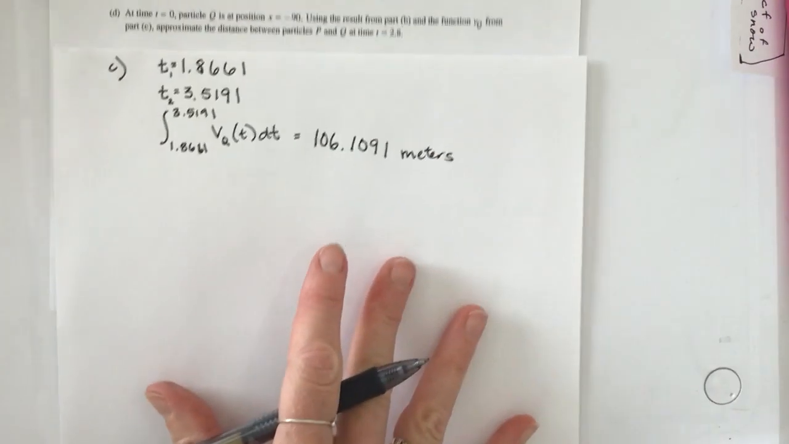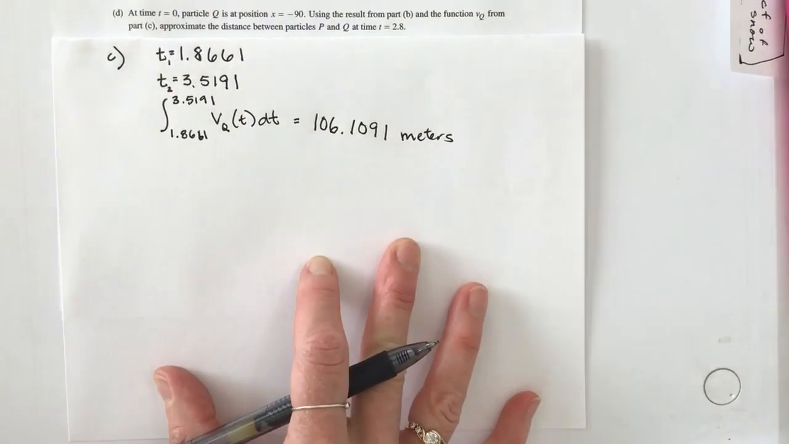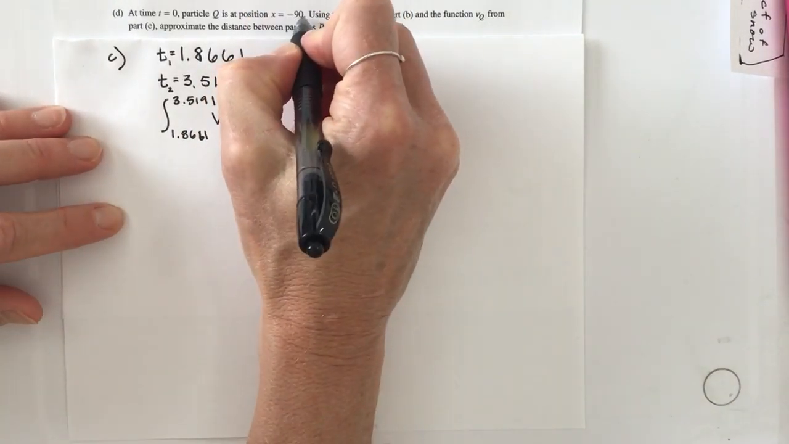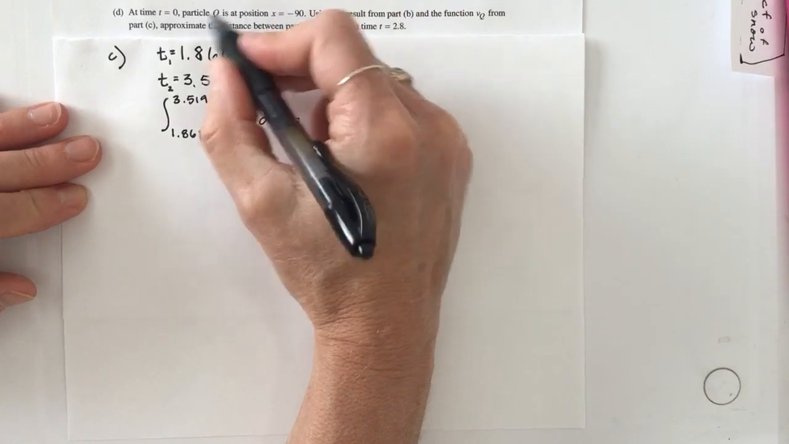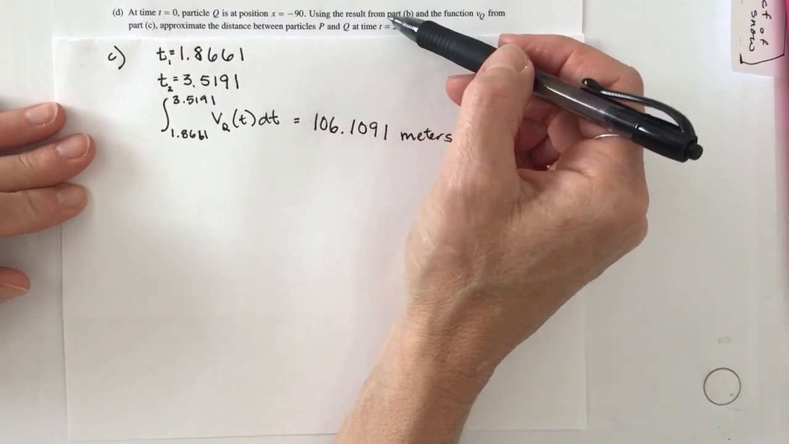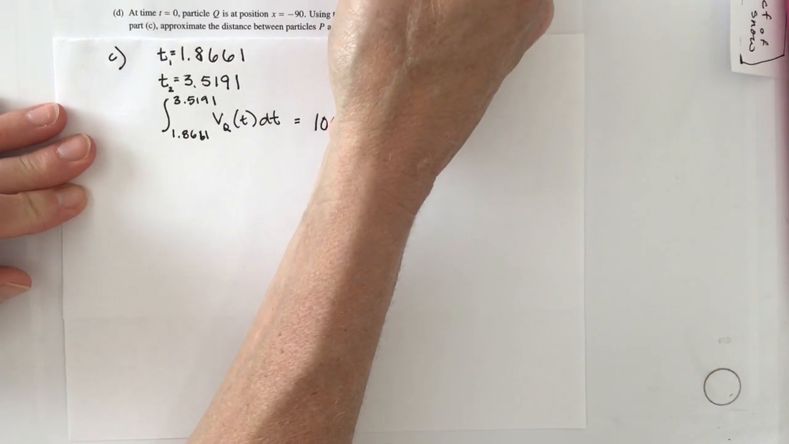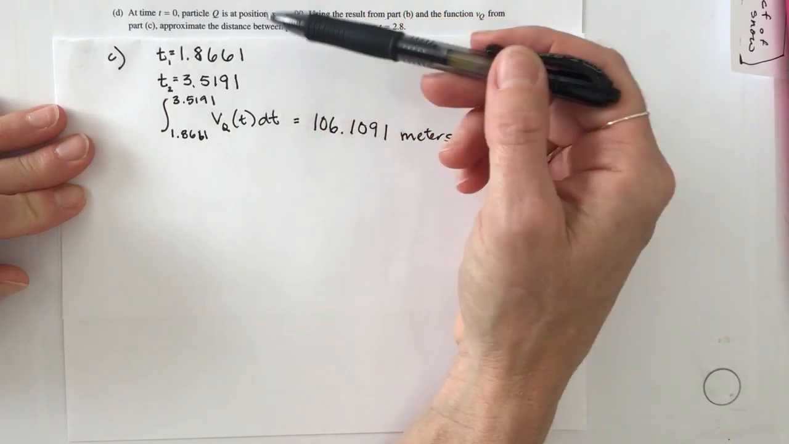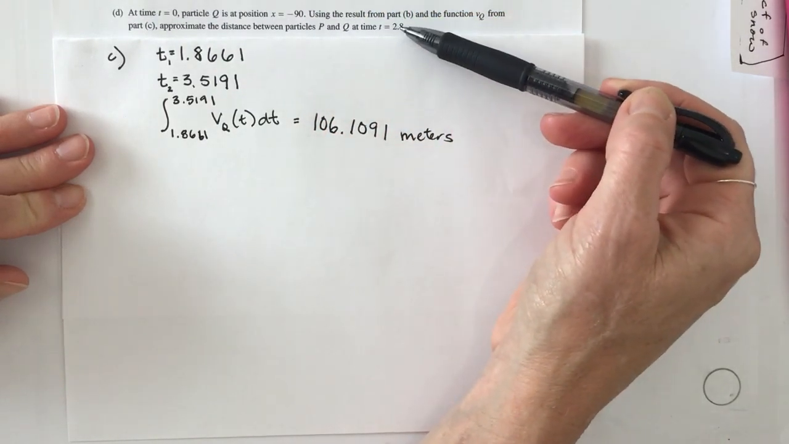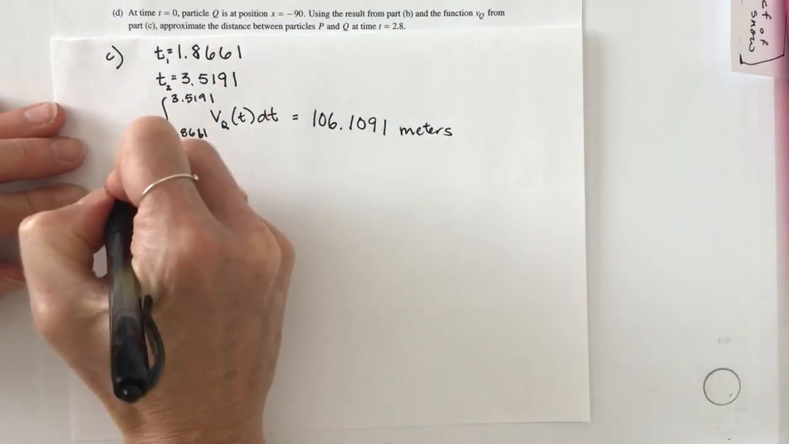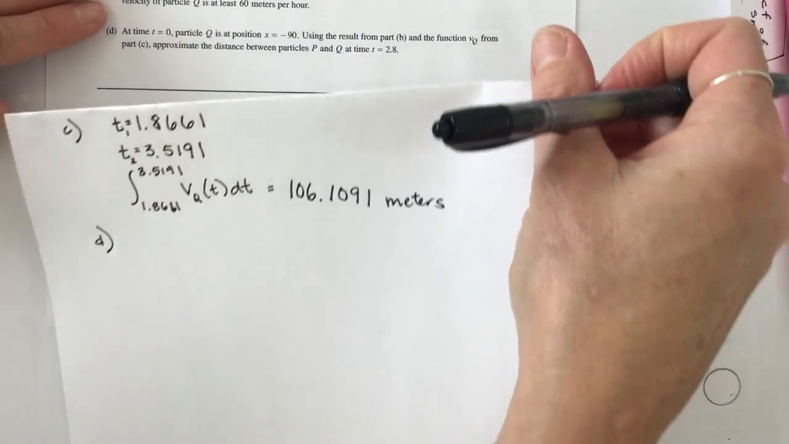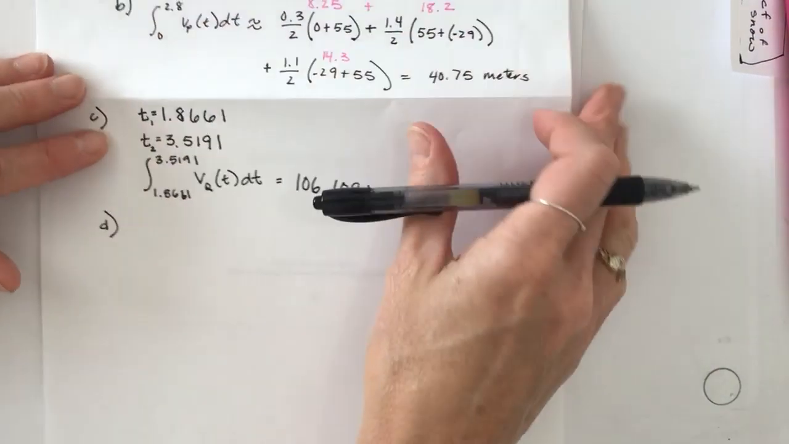Now finally part D. Can you see it? Yes, you can. All right. At time t equals 0, particle Q is at a position of -90. Okay, they're giving us an initial condition here. Now, using the result from part B, okay, that's about particle P, right? And the function VQ from part C, approximate the distance between the particles at t equals 2.8. Okay, so we're going to go back here to part B. We're going to look at this.